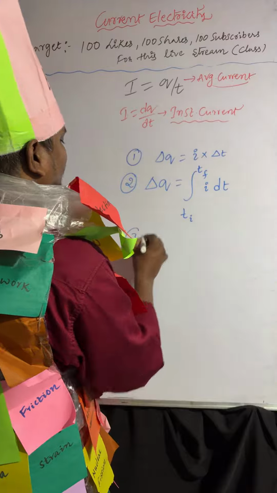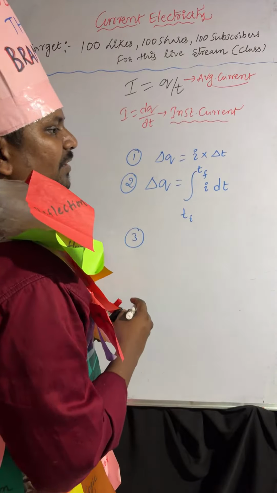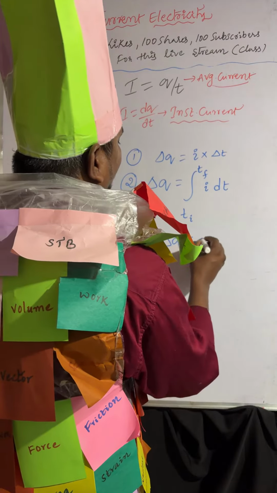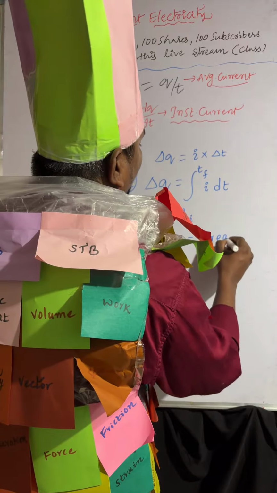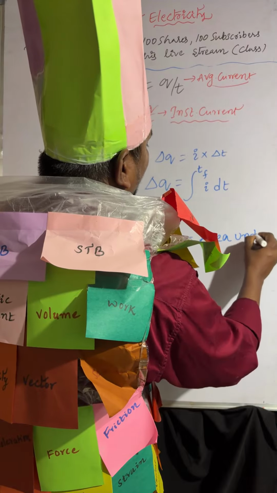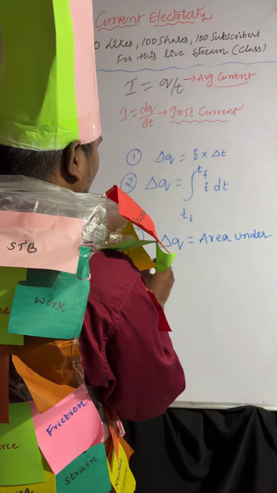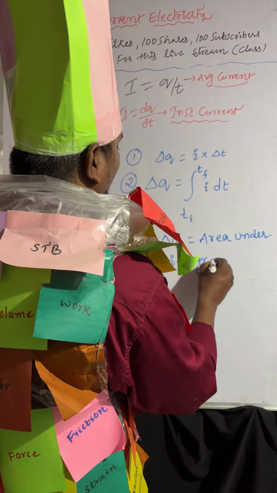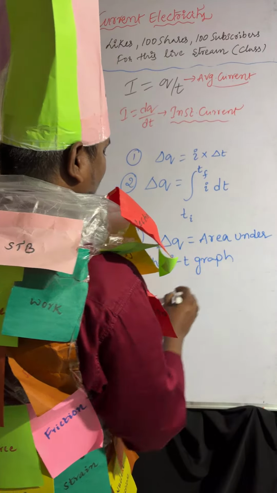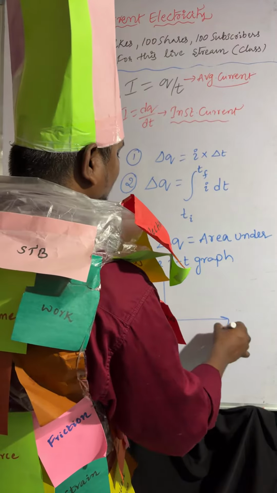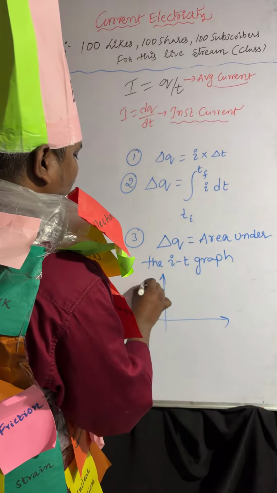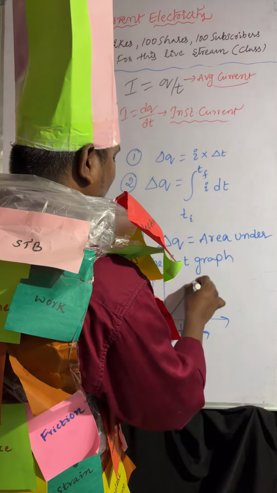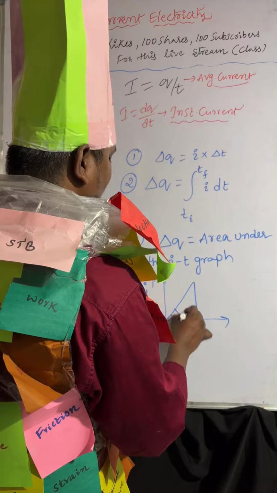And coming to the third one, the flow of charge can be obtained by the area under the I-T graph. Understood or not? So here you can observe, that is I on the y-axis, T on the x-axis. So the graph is here.